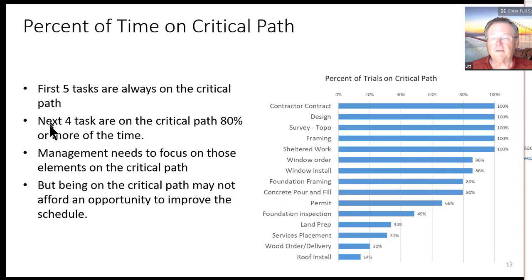The next 4 tasks are on the critical path 80% of the time. So here, or 86%. I guess these are 80 to 86% of the time. And management needs to focus on those tasks as well. But being on the critical path may not afford an opportunity to improve the schedule.